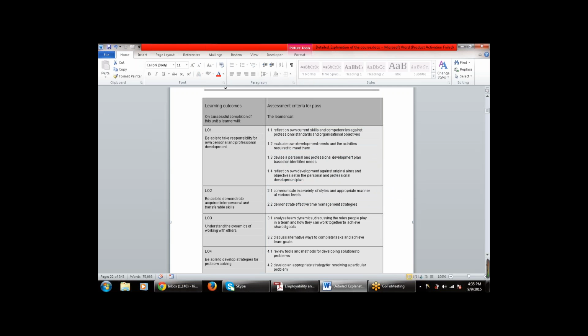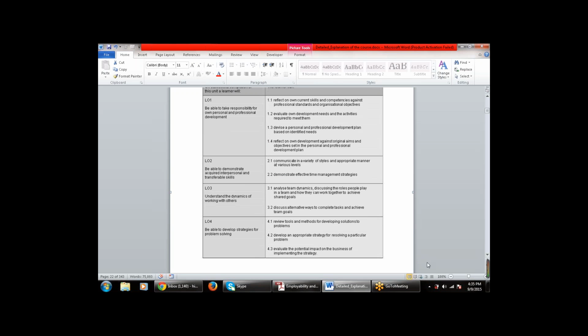That is, what are the various time management strategies, and the development of a time management strategy. Then LO2 is understand the dynamics of working with others, that is how to work with others, and what are the various dynamics involved in working with others.